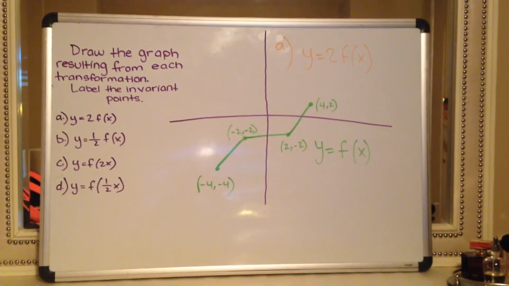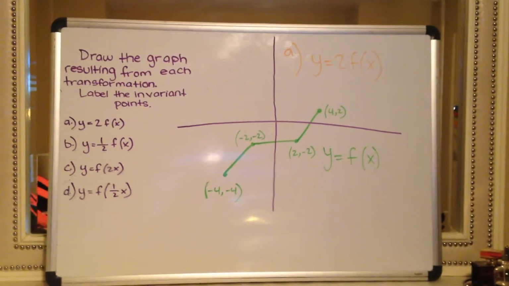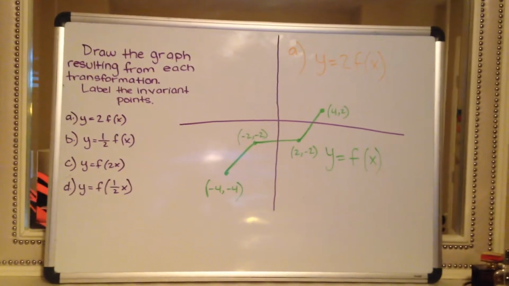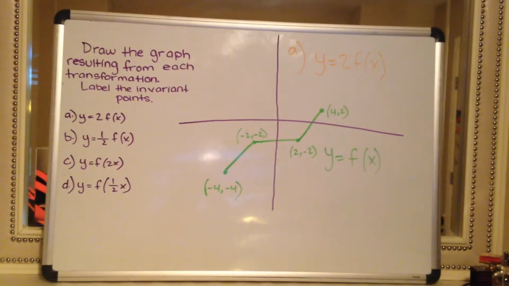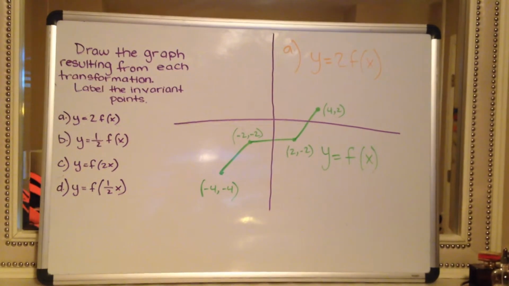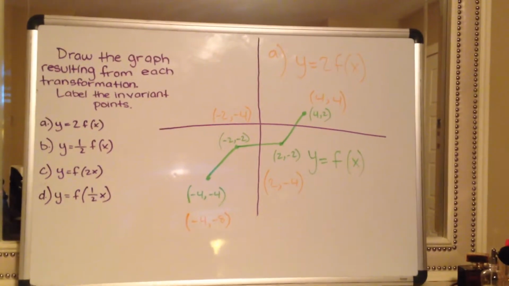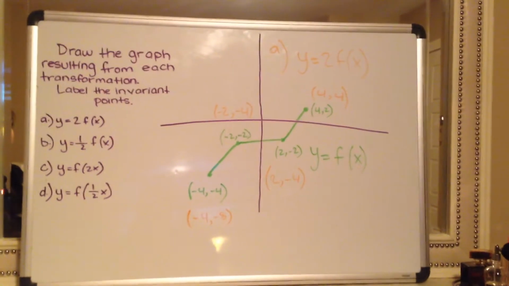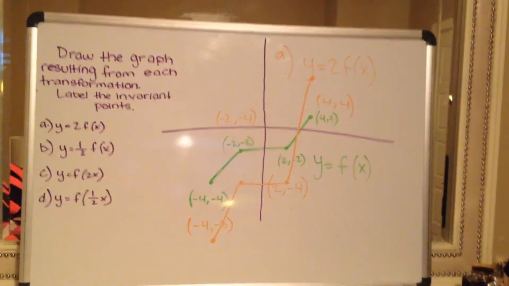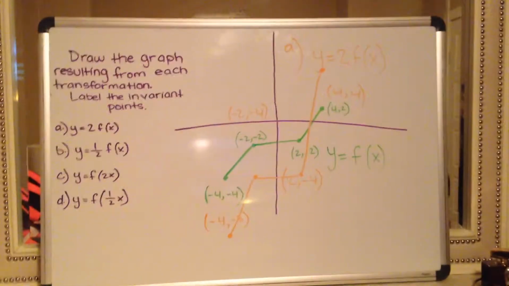Draw the graph resulting from each transformation. Label the invariant points. The 2 in front of f of x means multiply all the y values of the graph by 2. In other words, we are stretching the graph vertically about the x-axis by a scale factor of 2. Begin by multiplying all of the y values by 2. Here we have plotted the new points and connected the dots to complete the graph.